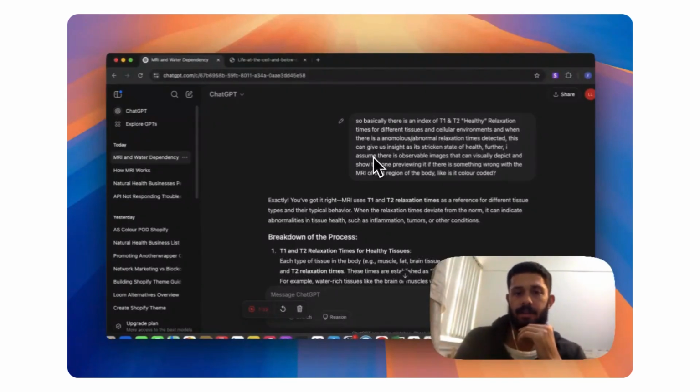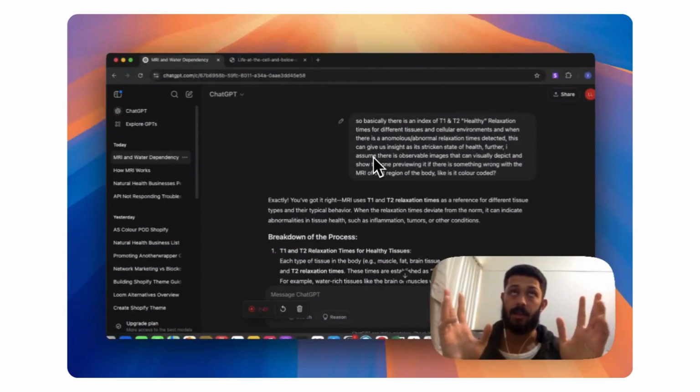So basically, I asked this question, it's fairly significant, I believe. There's an index of T1 and T2, quote unquote, healthy relaxation times for different tissues and cellular environments. And when there is an anomalous or abnormal relaxation time detected, this can give us insight as to its state of health.